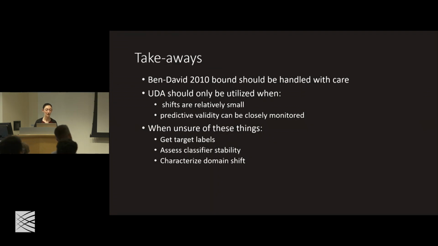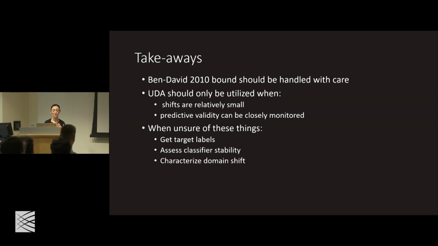So some takeaways, I would say the Ben-David 2010 bound should be handled with care. Many algorithmic solutions are focusing on that h distance to the neglect of that lambda parameter. If you embed the data in a space where the perfect classifier you could get gives you maximal error, then you haven't actually done a good job of domain adaptation.